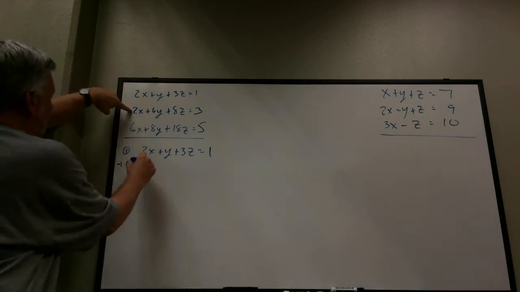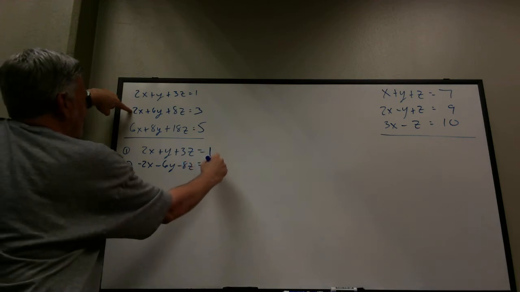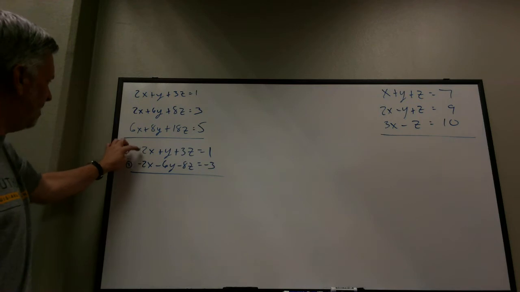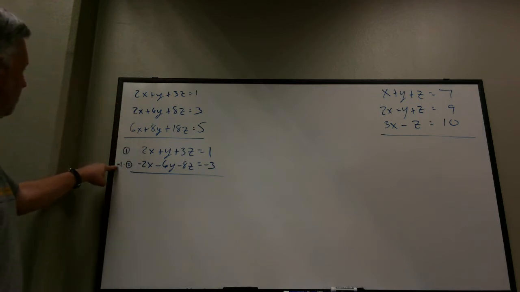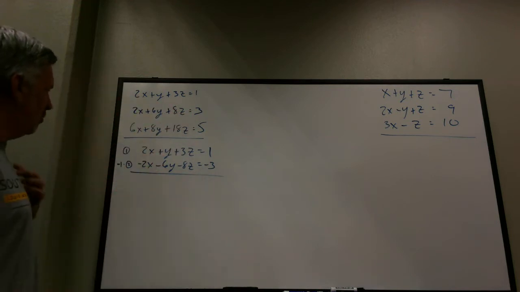Okay, so negative 1 times that, so negative 2x minus 6y minus 8z is negative 3. And again, the goal is to get coefficients to match but be off by a minus sign. So I left the first equation alone. I multiplied the second equation through by negative 1. So negative, negative, negative, negative. Okay? And now add. The goal was to get rid of the x's.